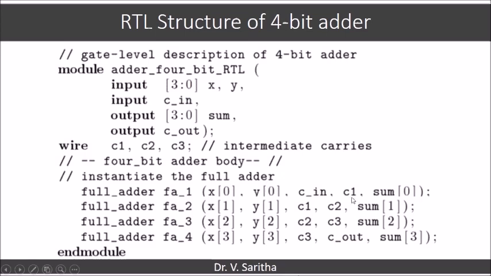You can see that the output of FA1, that is C1, is coming as an input for FA2 here, and C2 and sum of 1 are the outputs of the second full adder. For the third full adder, x of 2, y of 2 and C2 are the inputs, and C3 and sum of 2 are the outputs. For the fourth full adder, x of 3, y of 3 and C3 are the inputs, and C out and sum 3 will be the outputs. Like this, one step will be forwarded when compared to the behavior level in the case of RTL structure.